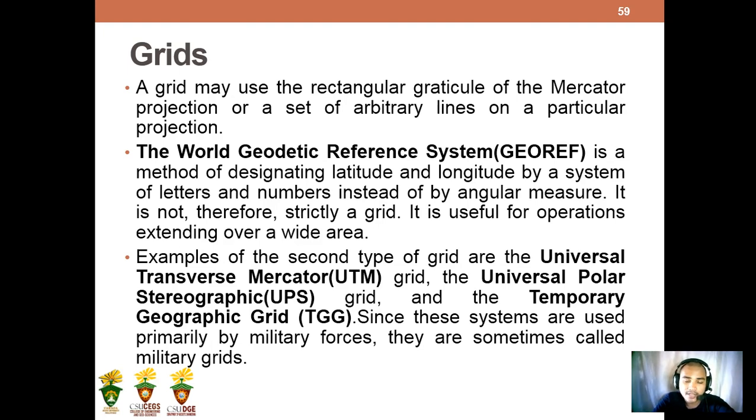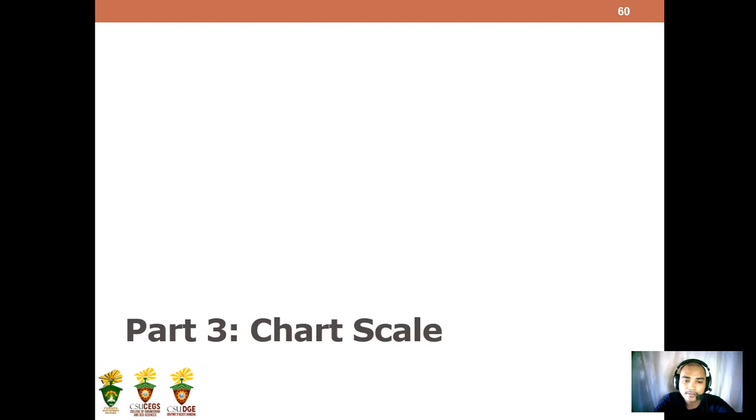The UTM is the nationwide or internationally adopted use of projection in the grid part. And there are the Universal Polar Stereographic, or UPS grid, and the Temporary Geographic Grid, or TGG. Since these systems are used primarily for military purposes, they are sometimes called military grids. So UTM, UPS, and TGG are sometimes called the military grids. So much for part 2.